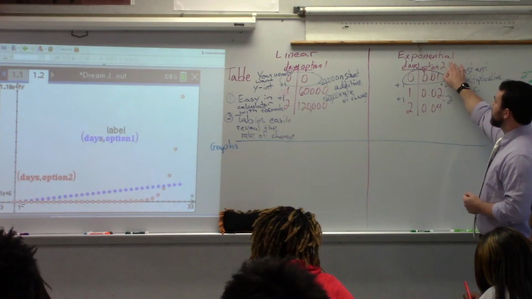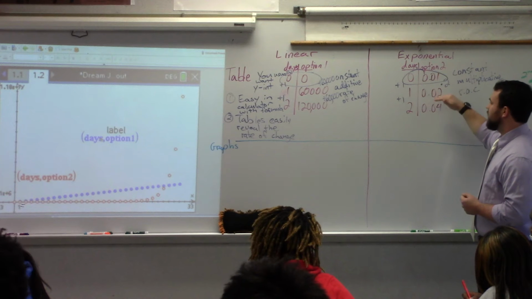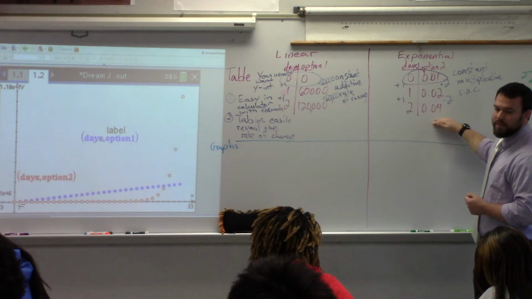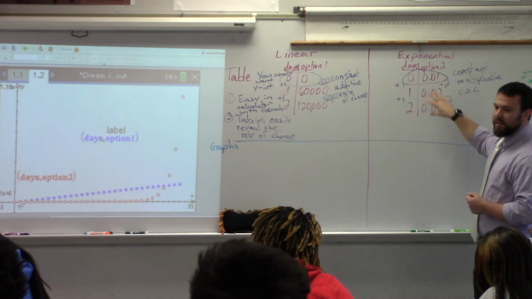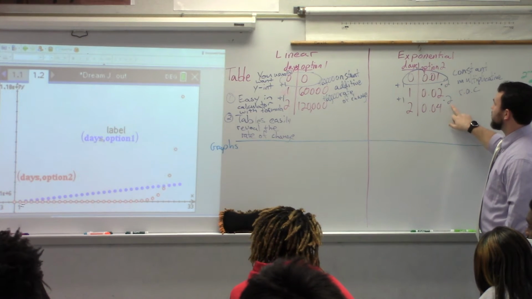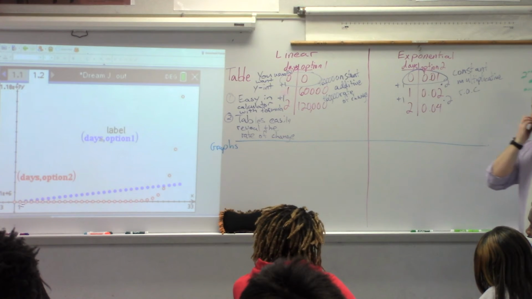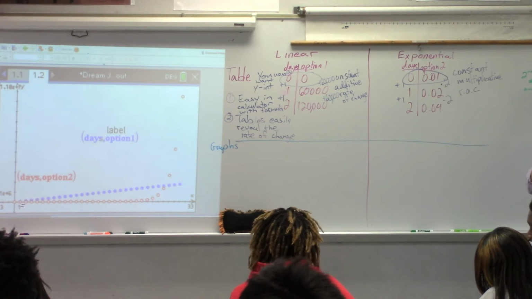The exponential, right, has that constant multiplicative rate of change. So we investigated the points that we made in a table, and when we investigated the points in the table from the information given, we saw that it was constantly multiplying, right? Exponent, repeated multiplication. I know here it was repeated addition, right, for linear.